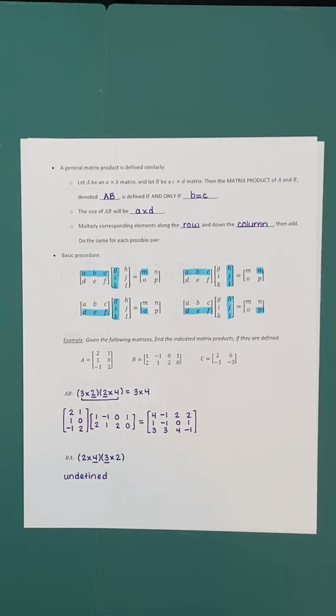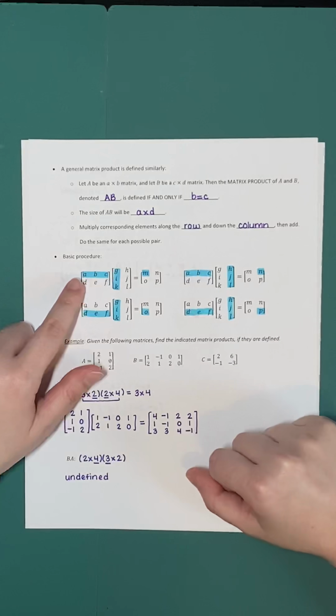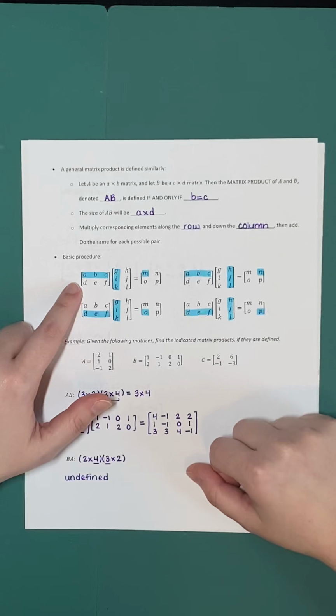And we're going to do that same sequence of operations for each possible pair. In other words, each row and each column that could match together. So let's look at a general example. Notice this doesn't have any numbers. We don't need numbers at the moment to define what we're trying to do.